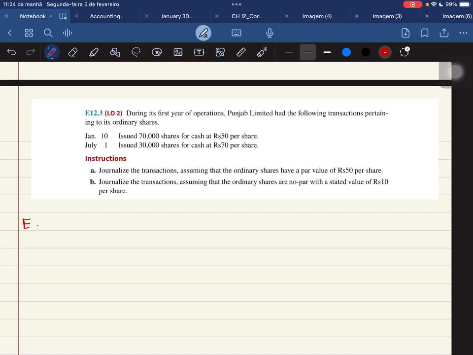E 12.3. During its first year of operations, Punjab Limited had the following transactions pertaining to its ordinary shares. Instructions. Journalize the transactions assuming that the ordinary shares have a par value of 50 Rs per share. Okay, so let's do the first one, January 10.